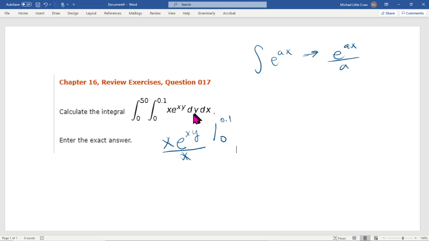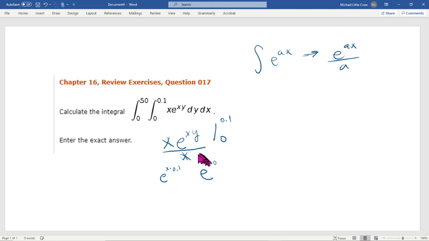And again, what we're evaluating is we're plugging in for y. When y is 0, this becomes 0, so that's e to the 0. Let's go ahead and do that. e to the x times 0, and then the upper limit is going to be e to the x times 0.1.